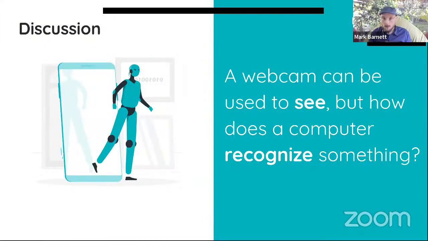So the question I ask students after they do this activity is, the webcam can see, but how does it recognize something? When you and I look at something, we have labels in our mind, and our mind immediately starts to label something, especially if we've already seen it before. So if I see my mug here, I can classify that, label that as a mug. But how is a computer able to do that? How can a webcam see something and then identify what it is?